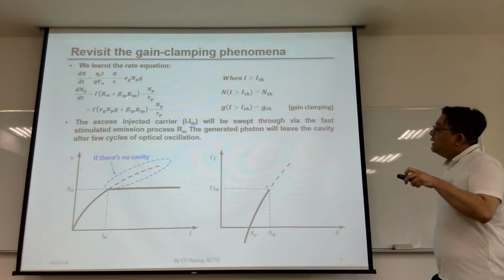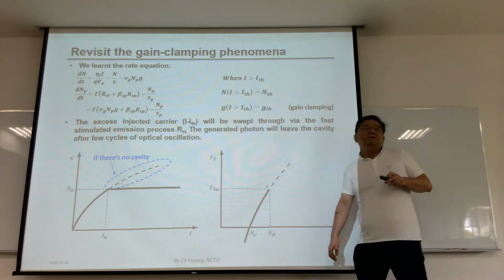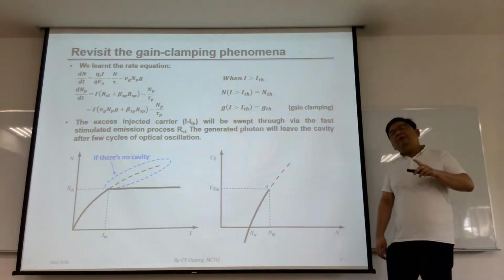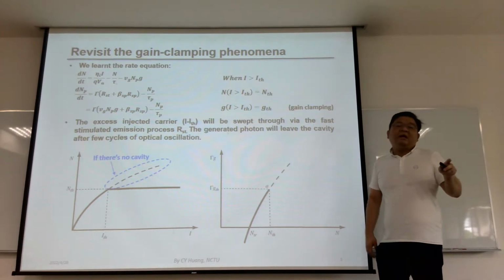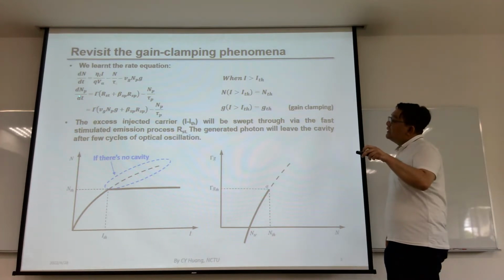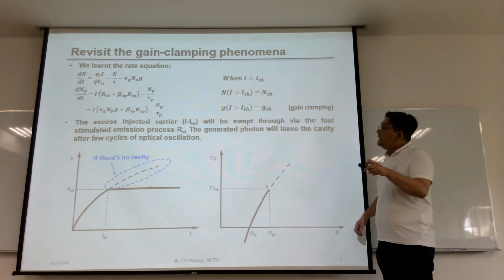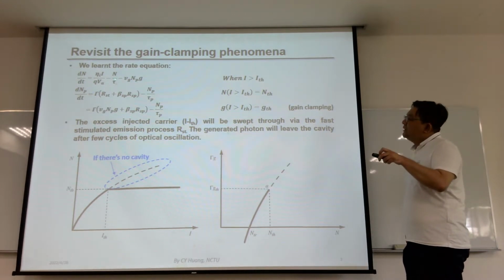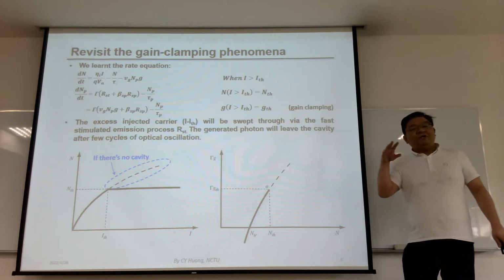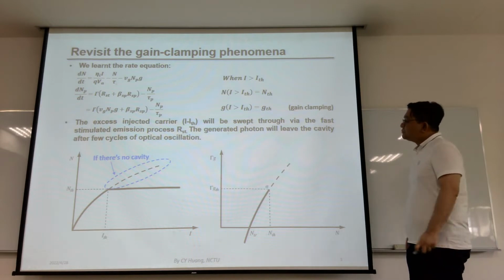Alright, so do we know what the threshold condition means? Threshold condition means the populations of the electrons and the carriers are in steady state. So the dN over dt and the dN_P over dt should be 0. And by that time, the carrier density and the current will be at their threshold values.